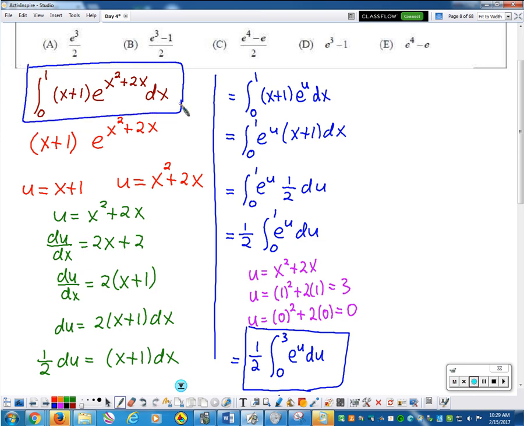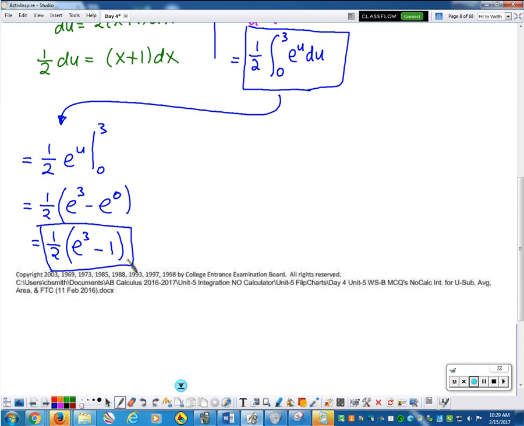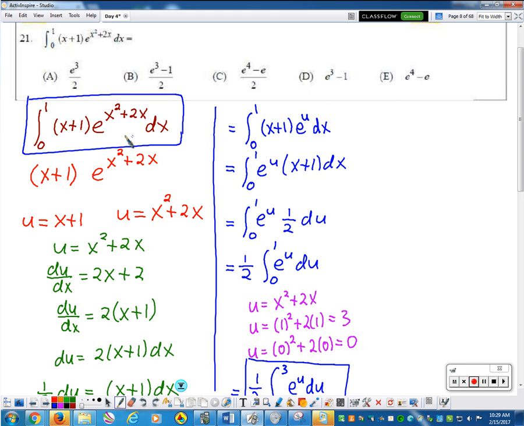Basically, the result of this integral will be exactly the same as the result of this integral, just like we did on the last one. And that result is, if you type this on your calculator, you type this on your calculator, it's all the same. Just for now, you don't get to do that on the test.